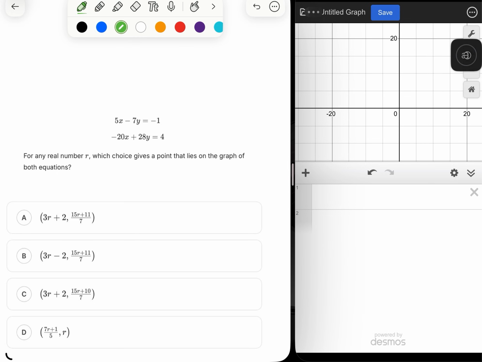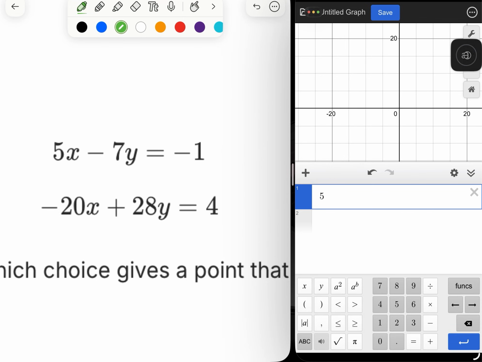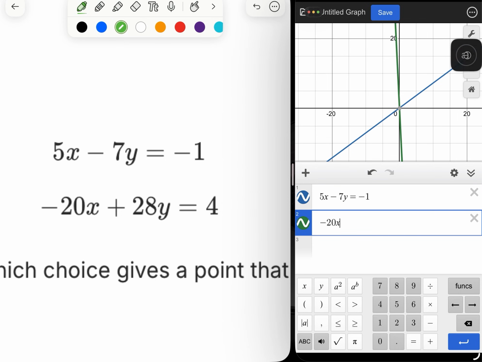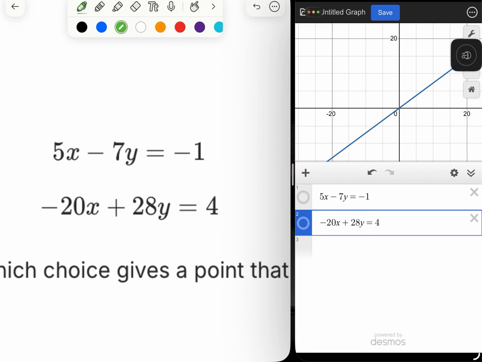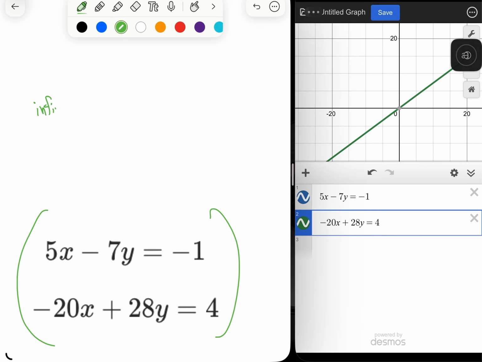But before we even get to the answer choices, let's just look at our system here. If we use Desmos for a second and type in each of these, what you'll actually realize is that these equations are the same exact line. As you can see, they're the same exact line. So what does that mean? Well, remember, if they're the same exact line, that means this system has an infinite number of solutions. There's infinitely many solutions.